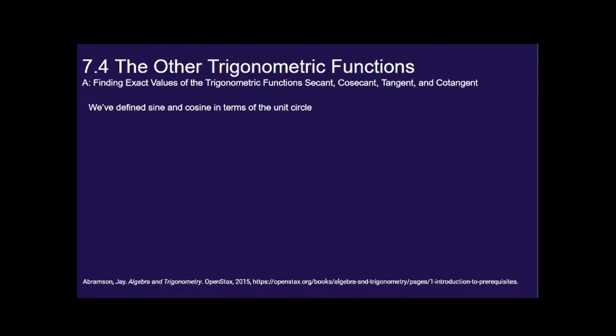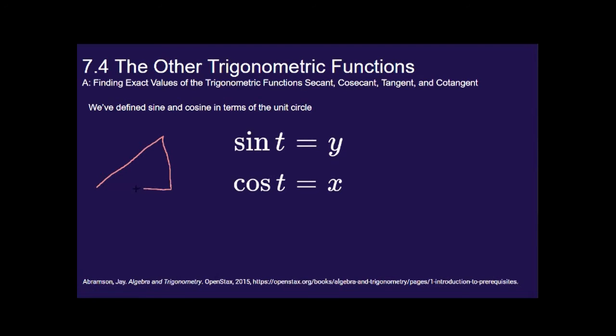First, we've defined sine and cosine in terms of the unit circle. And so remember back to our previous lessons, we defined that the sine of t on the unit circle is equal to y, and the cosine of t on the unit circle is equal to x. And we can see that because on the unit circle, this is 1, right? And this is the value of y, and this is the value of x.